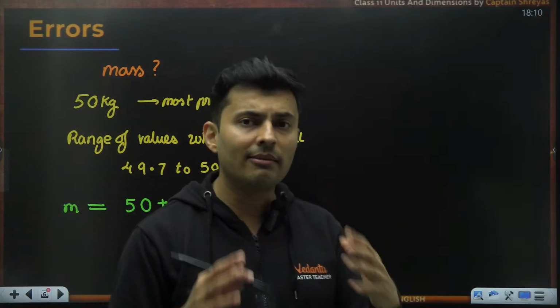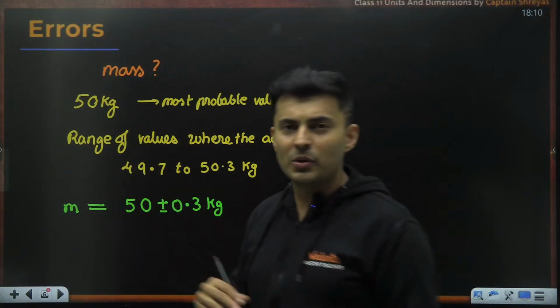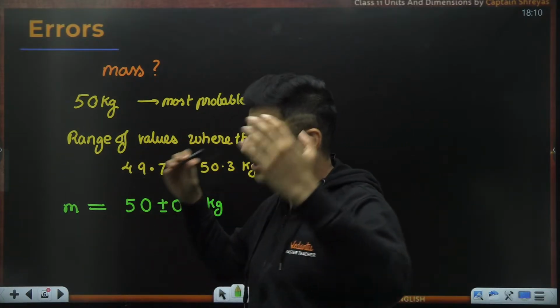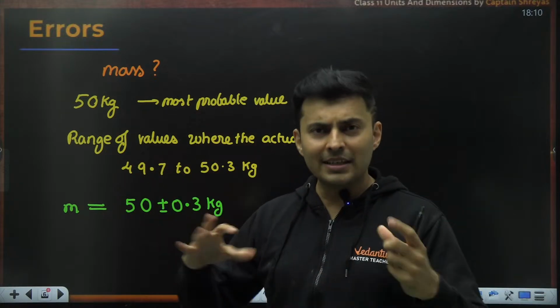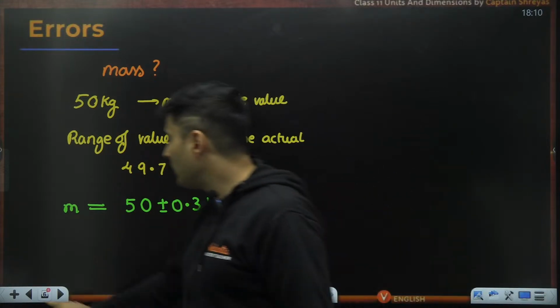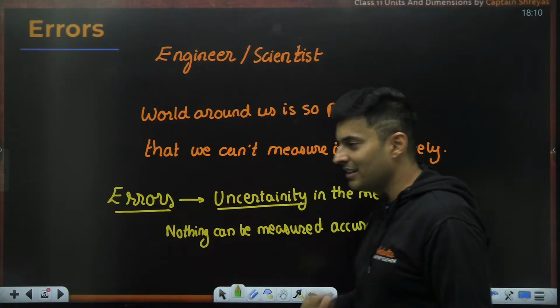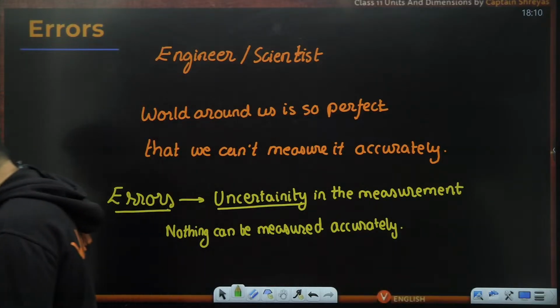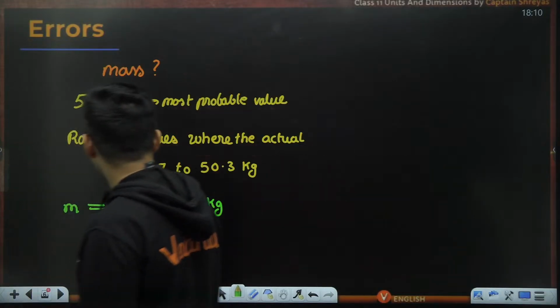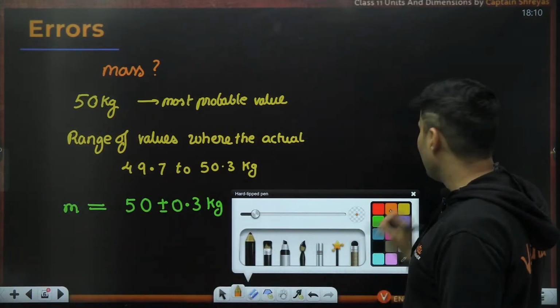Is that understood? This is how we represent any value in physics, mathematics, chemistry, biology, anything, because engineers and scientists cannot measure in this perfect world. There is always some uncertainty in it. Is that absolutely clear? Okay, very good. Don't worry, Abhijit. Errors is confusing. Slowly it will become clearer. Let me give you another example.